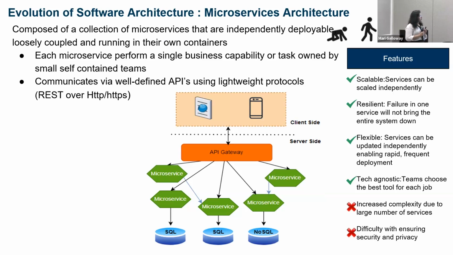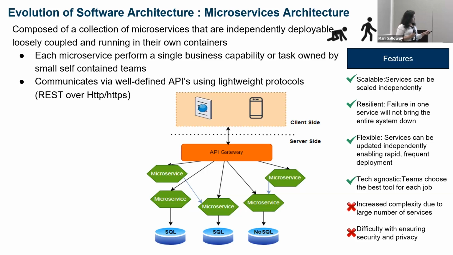This architecture had a lot of great features. It was scalable. The services could be scaled independently. It was resilient. A failure in one service did not bring the entire system down. It was flexible. You could independently update services, making it very easy to do rapid deployment. It was tech agnostic, as I said. Teams could choose whichever platform or language they wanted for this architecture. However, as the number of services increased, the complexity also increased. Also, because of the distributed nature of this architecture, it became difficult to ensure security and privacy.